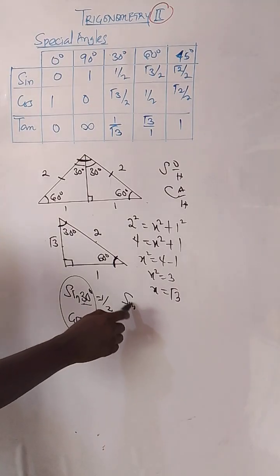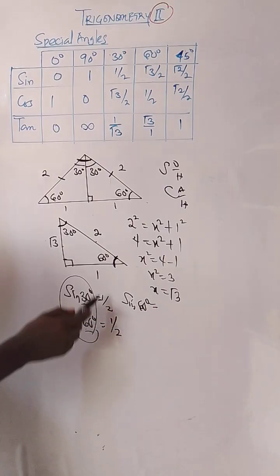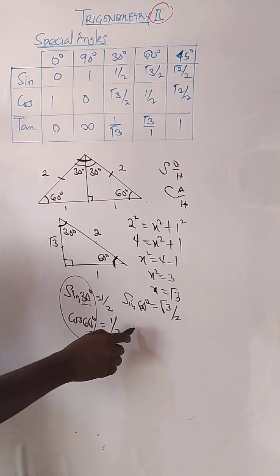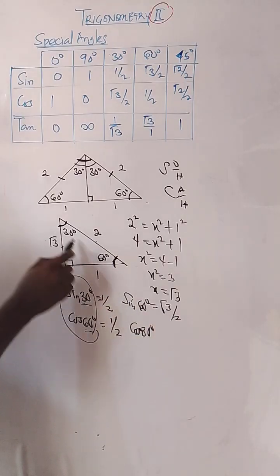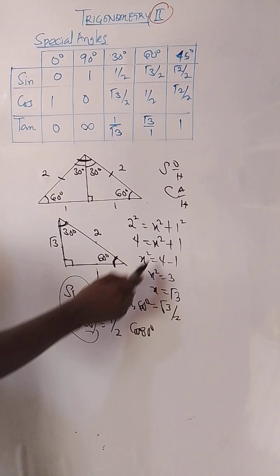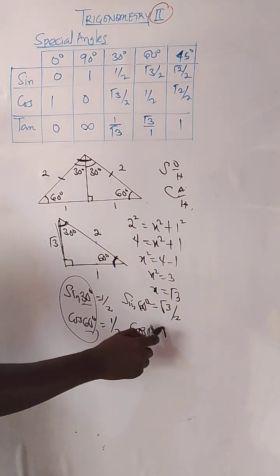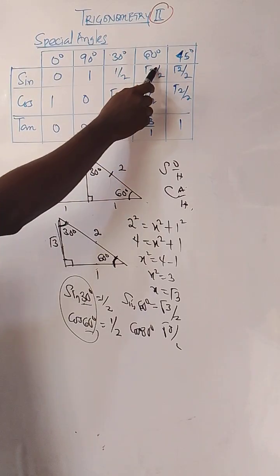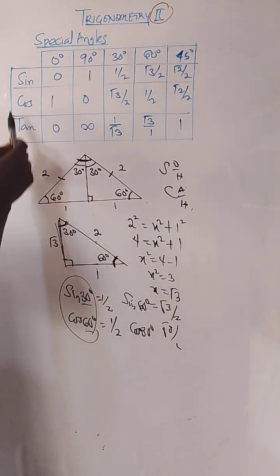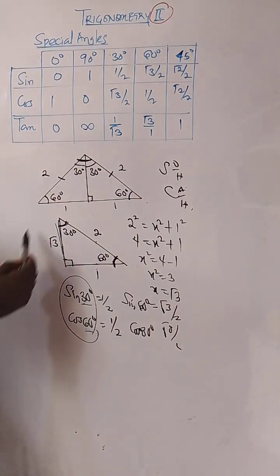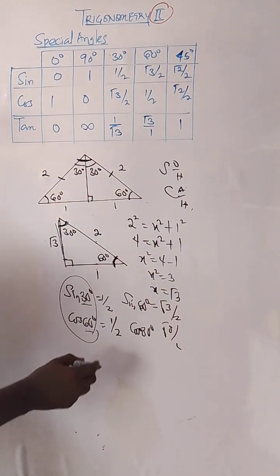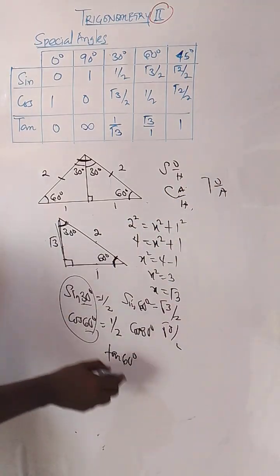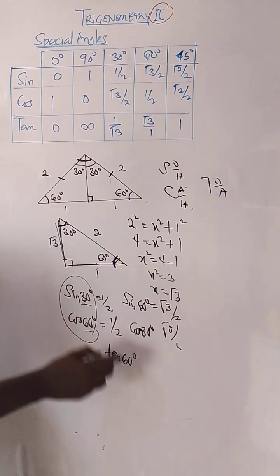Same goes for sine 60. Sine 60 will be opposite over hypotenuse. That's root 3 over 2. What about cos 30? This is 30, so this will be the opposite, this is the adjacent. Cos is adjacent over hypotenuse. Root 3 over 2 also. So sine 30 equals cos 60, and sine 60 equals cos 30. And if we know sine and cos, we know tan, we just divide sine by cos. Or we can get it directly. Let's just do tan 60. Tan is opposite over adjacent. So it's 60, this is opposite, this is adjacent, root 3 over 1.